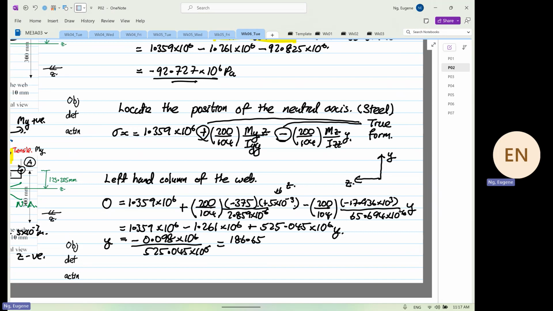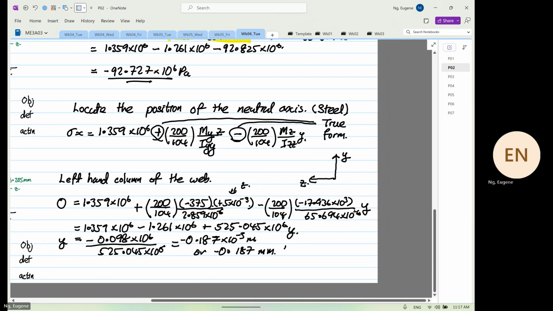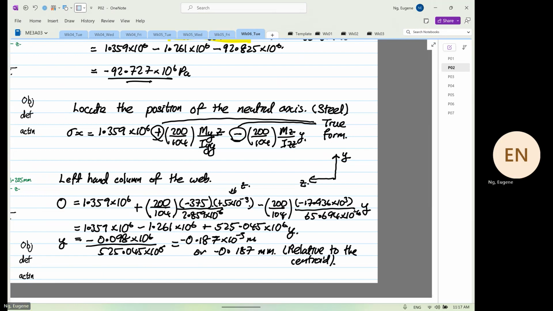That's not a good unit. So 0.186 or 0.187 times 10 to the power 3 meters, or minus 0.186 millimeters. The minus means what? This is relative to the centroid. Are we clear?